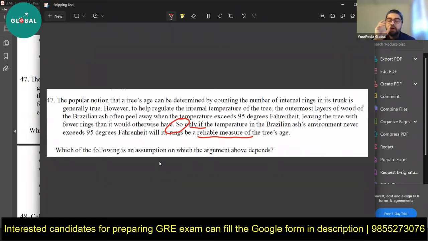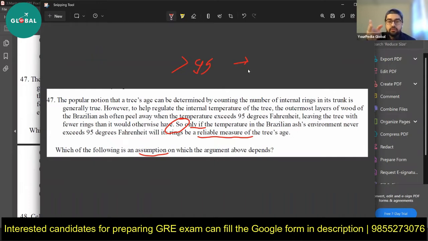You have to understand the conclusion very, very correctly. Then only you can attack the assumption. So he's saying rings are only a reliable measure when the temperature is below 95 degrees Fahrenheit in this Brazilian ash environment. If you have to find the assumption, you have to attack this thing basically. You have to find something where even if the temperature is exceeding 95 degrees, we can still measure correctly the age of these trees.